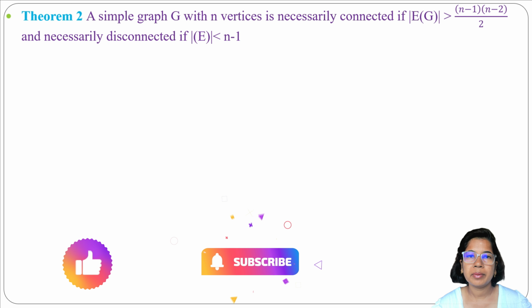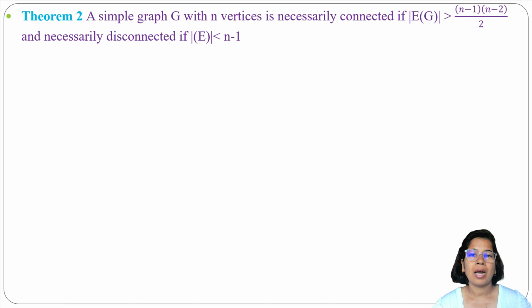Till now in connectivity, I already discussed what is path, what is circuit, how to check whether one graph is connected or disconnected, what is cut edge, cut vertex, edge connectivity, vertex connectivity, strongly connected, weakly connected, strong component. Next I will discuss some more properties about connectedness.